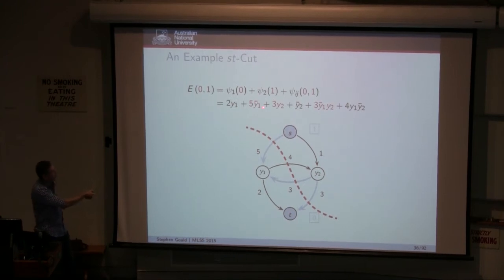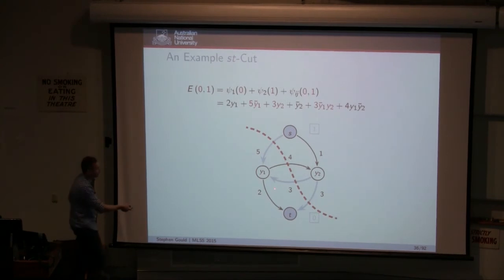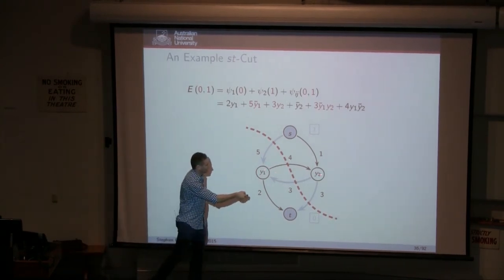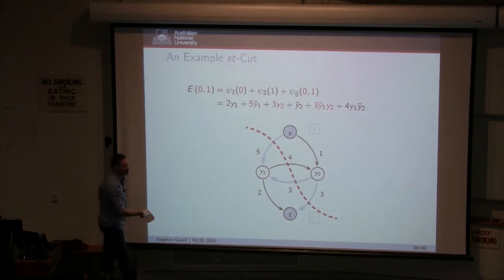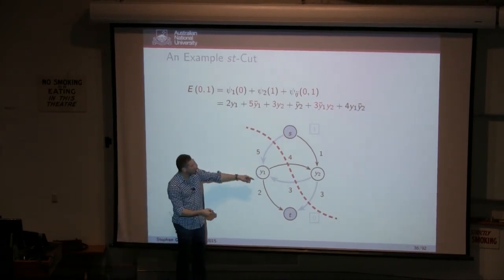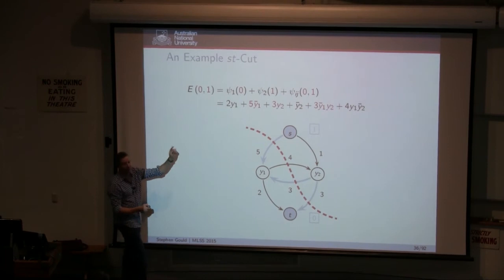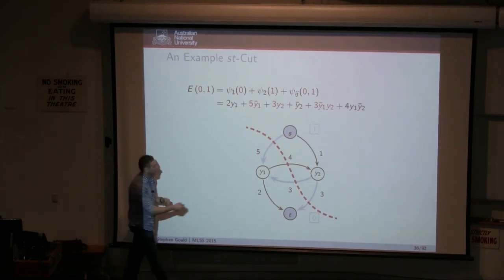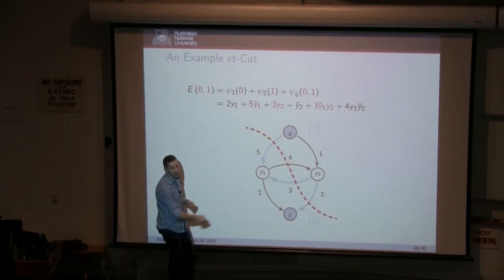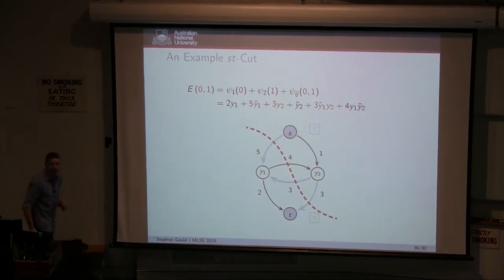So if I evaluate the energy function with that instantiation of the variables, I get 5 plus 3 plus 3, 11. And if you look here, I've cut this edge and this edge, and the sum of those weights is 11. Okay. Now, why didn't I cut this edge? Why don't I take 4 into account? Well, the definition of a cut, or the cost of a cut, is the sum of the edge weights going from the S set to the T set. And this is an edge that goes from the T set to the S set, so I don't include its weight. Okay? Is that clear?